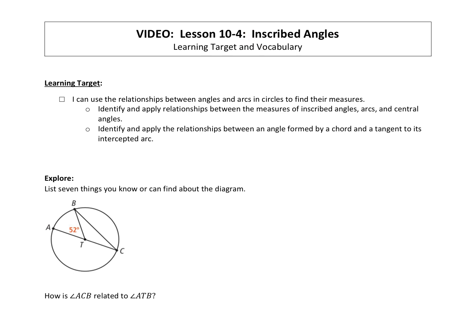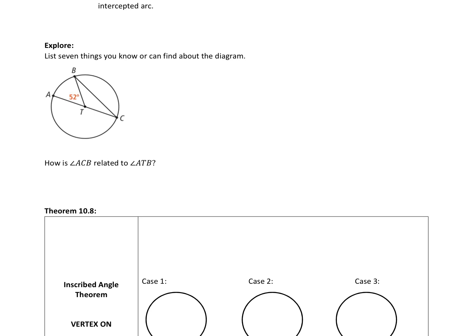Our learning target for this lesson: we will be able to use the relationships between angles and arcs in circles to find their measures. We will identify and apply relationships between the measures of inscribed angles, arcs, and central angles, and we will also identify and apply the relationships between an angle formed by a chord and a tangent to its intercepted arc. All right, to start off, let's explore a little bit here.